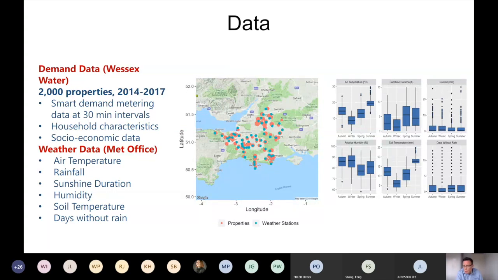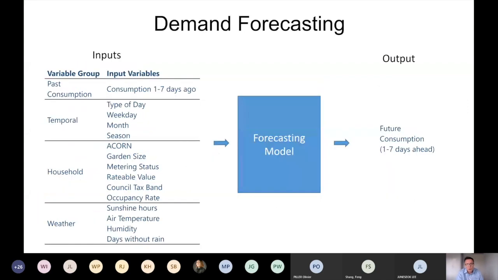And on the right-hand side, you can see the basic statistics of weather variables, which is pretty much UK climate. Demand forecasting, a number of these models were developed. There were 4 principal groups of parameters which featured in these. The output was the future consumption 1 to 7 days ahead. The 4 principal groups: past consumption, what we call temporal, household, and weather. Temporal is really to do with the day. Is it a working day or weekday? Is it part of a certain month or season?